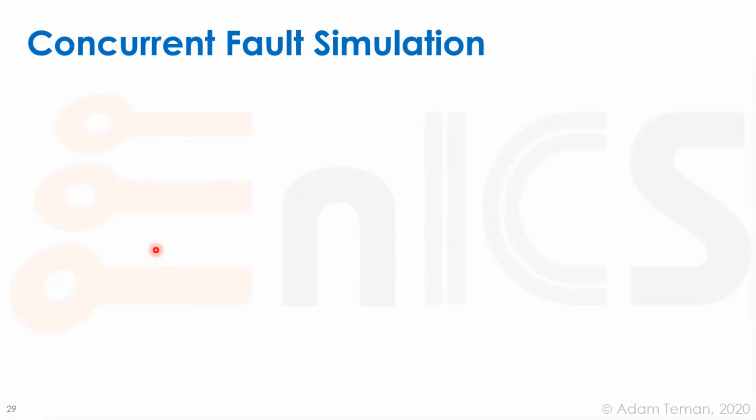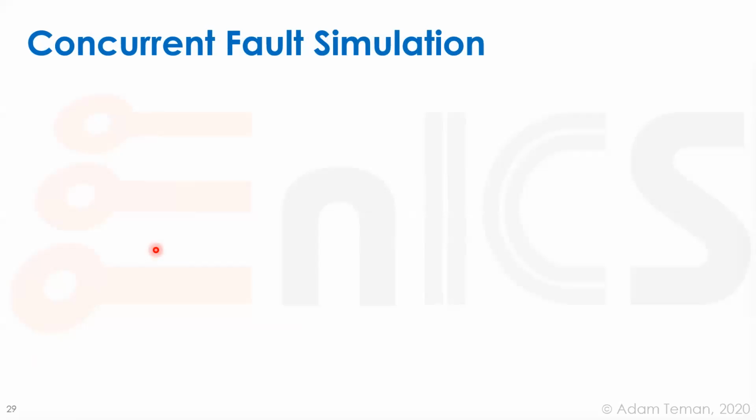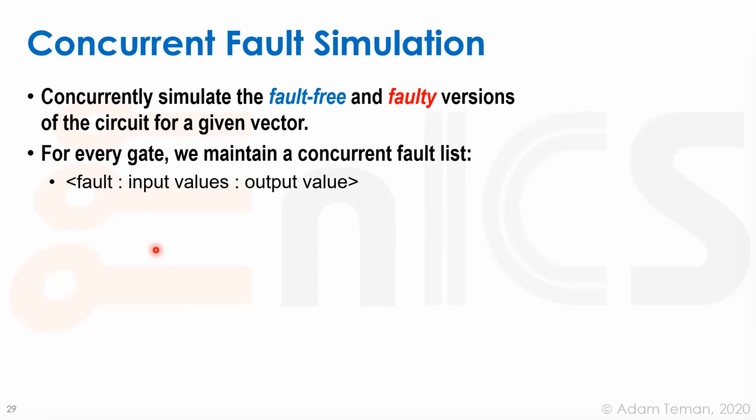Okay, but I showed you the deductive way, and that's actually not the best way to do it. But it's basically the basis for what they call concurrent fault simulation. So this is how the algorithms actually do this fault simulation, okay? And I remind you, the strange name fault simulation means finding which errors are detected by a certain input vector or a set of input vectors. So actually what's usually used is this concurrent one, okay? And there, we concurrently simulate the fault-free and faulty versions of the circuit for a given vector.